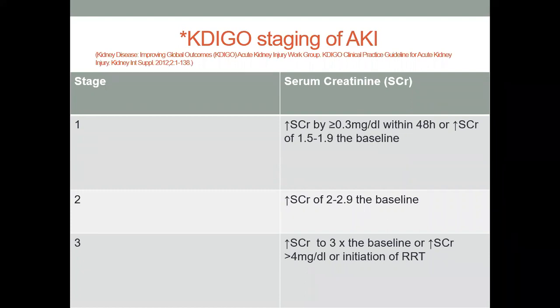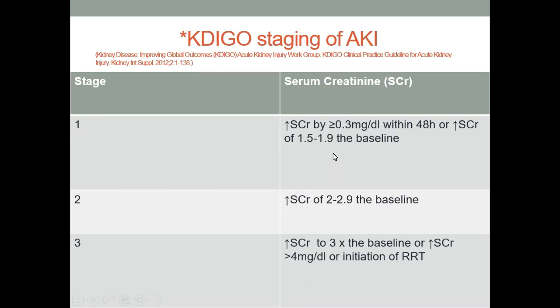Stage 2 is when you have an increase in serum creatinine of between 2 to 2.9 times the baseline. Stage 3, which corresponds to end-stage renal disease, is when you have an increase in serum creatinine that is 3 times the baseline, or you have an absolute value of serum creatinine more than 4 milligram per dL. Or, this is important, when there are clinical indications for initiation of renal replacement therapy.